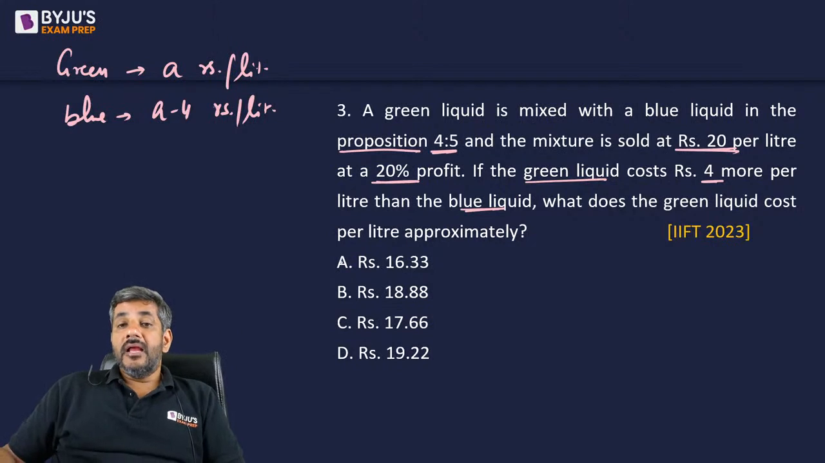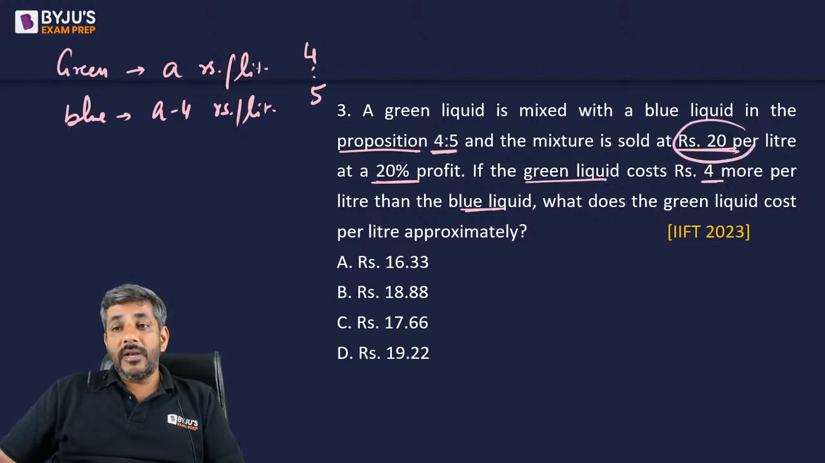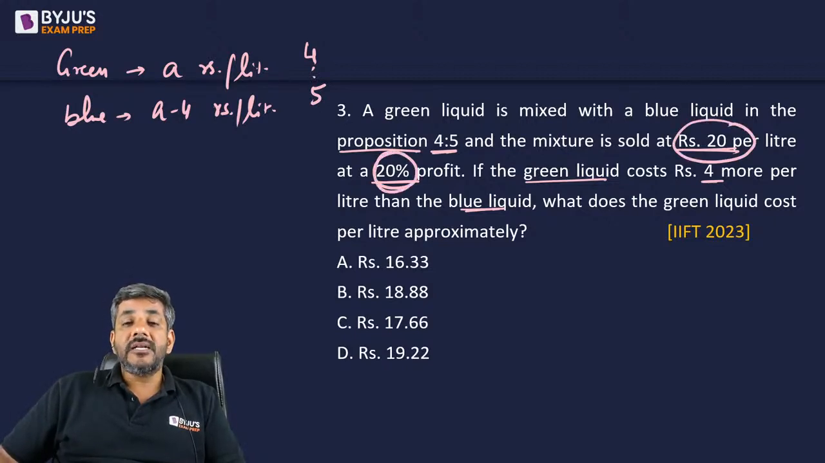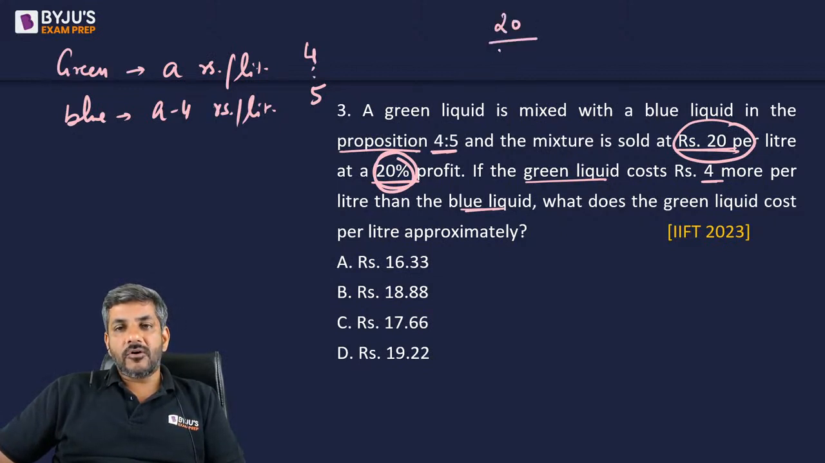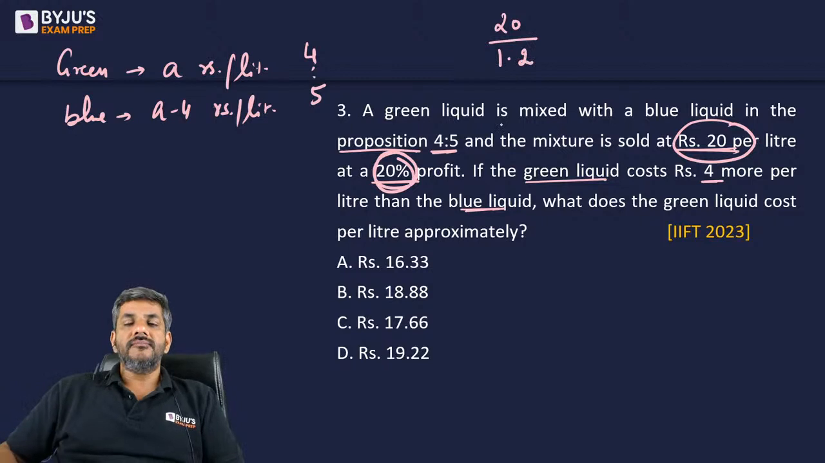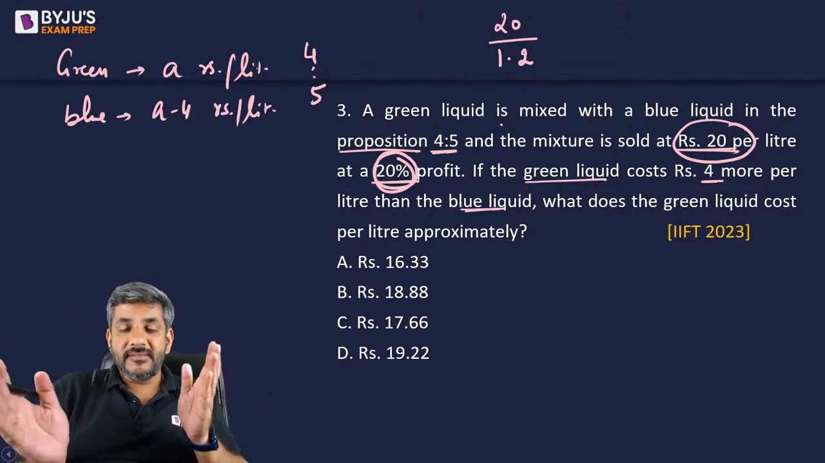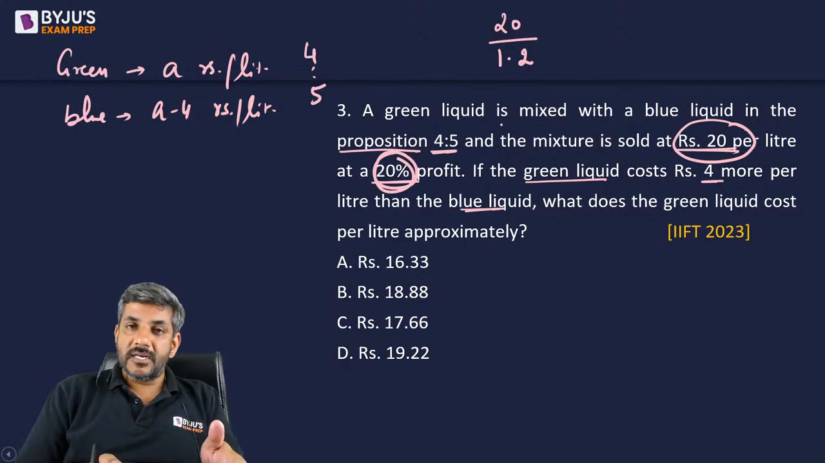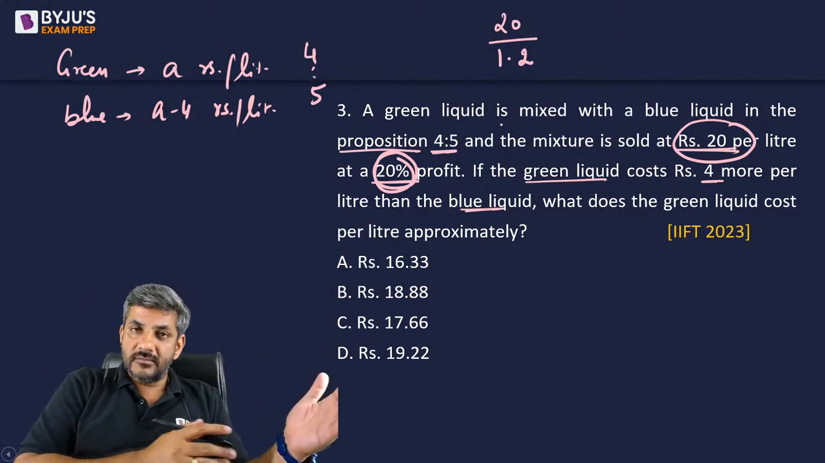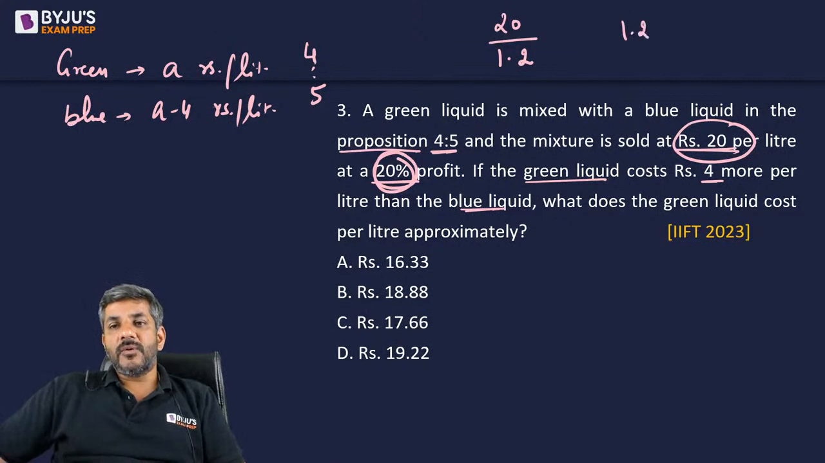Okay. And he says they are mixed in a ratio of 4:5. The resultant price is 20 with a 20% profit. If the price is 20 with 20% profit, can I say the cost is 20 upon 1.2? I'm sure you all are getting this. If the selling price is 20 and there is 20% profit, how do you get the cost? Basically, I can say if 20% profit is there, 1.2 times CP is SP. This is given to you as 20.